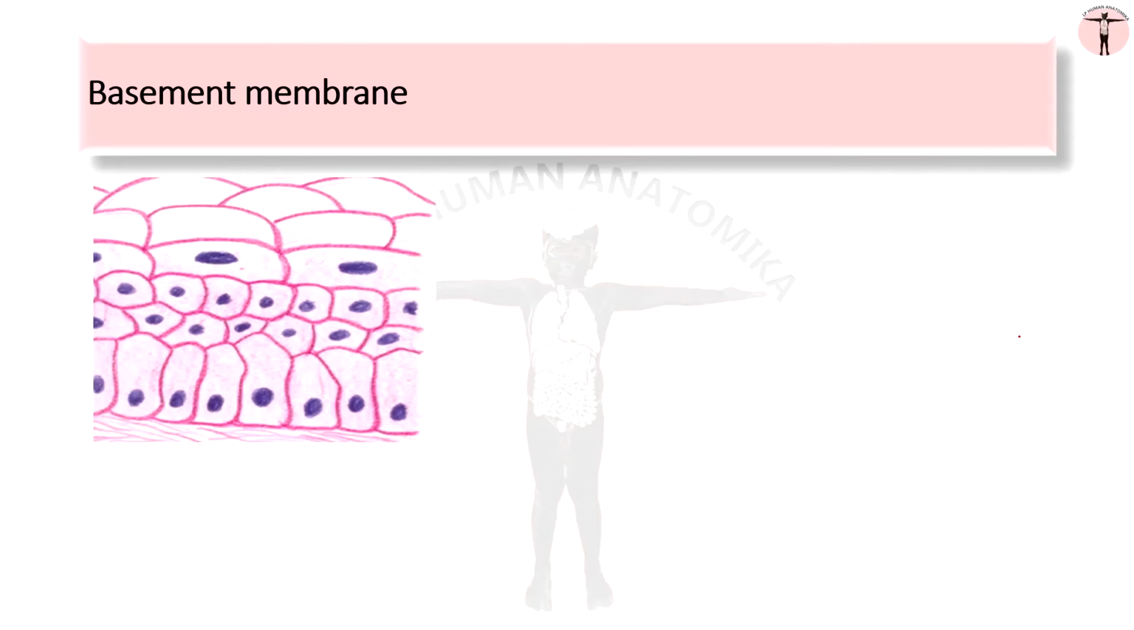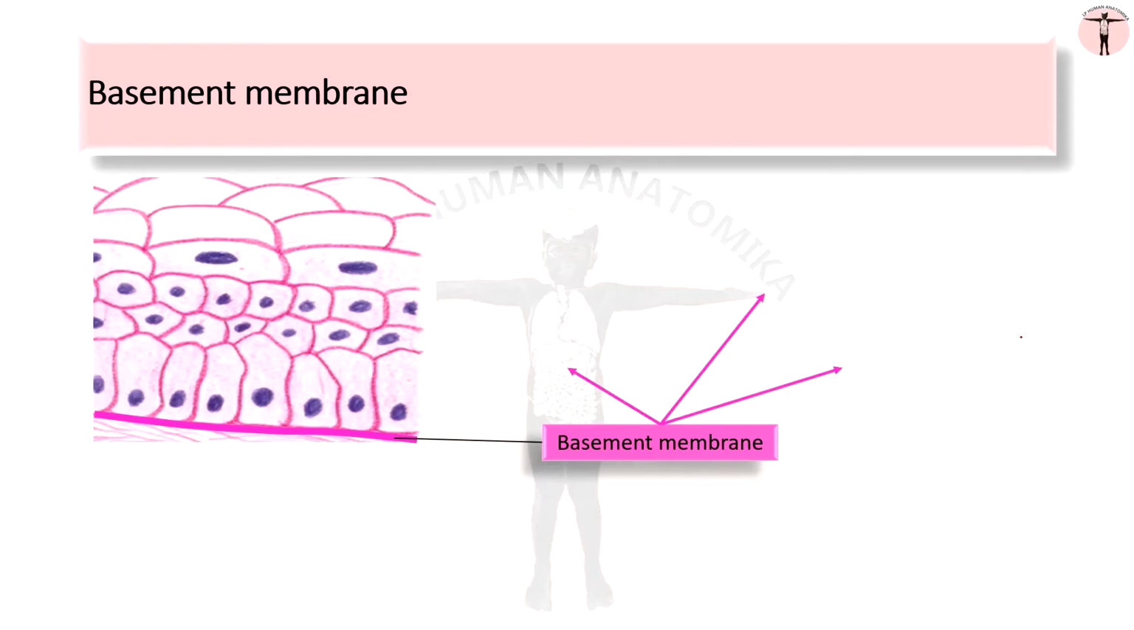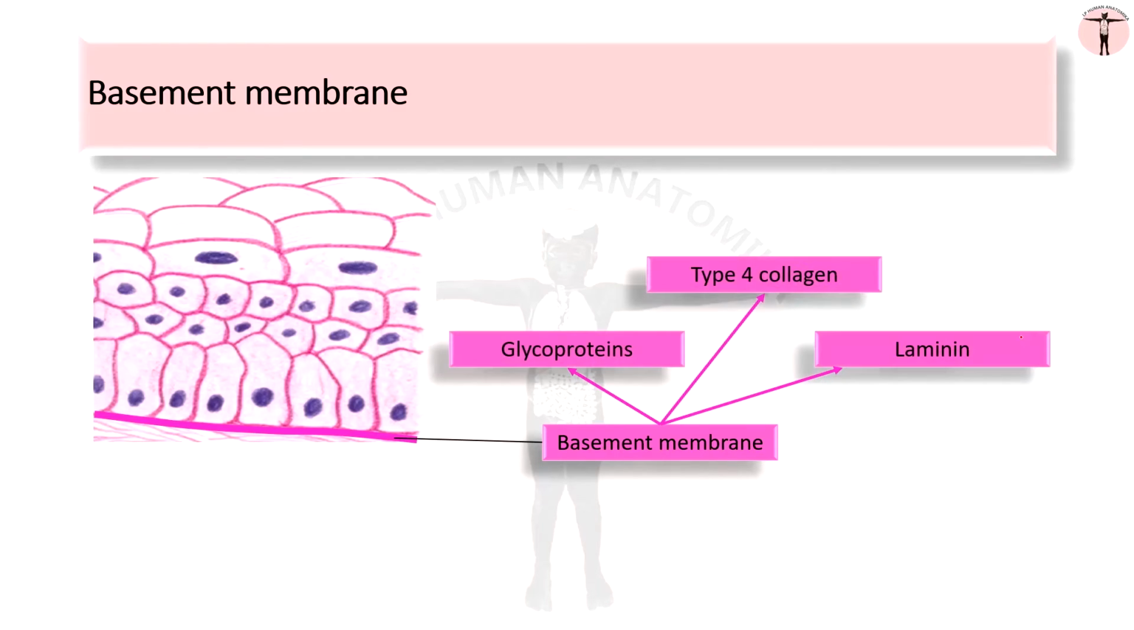So what is basement membrane? Basement membranes are thin sheets of extracellular matrix that form the supporting structure on which epithelial and endothelial cells rest, and also surround muscle and fat cells and the Schwann cells of peripheral nerves. The basement membrane is composed primarily of glycoproteins, type 4 collagen and laminin that are secreted by the epithelial cells.